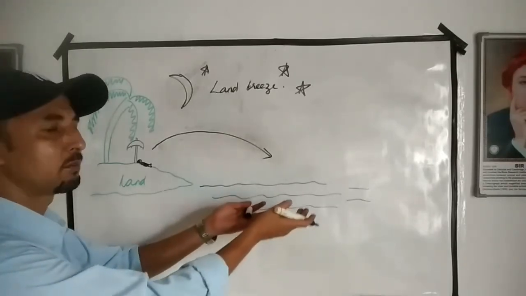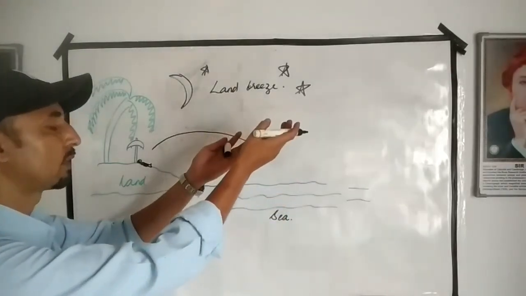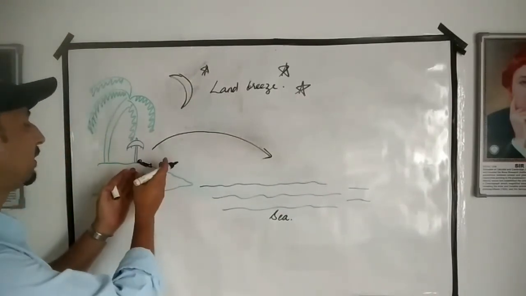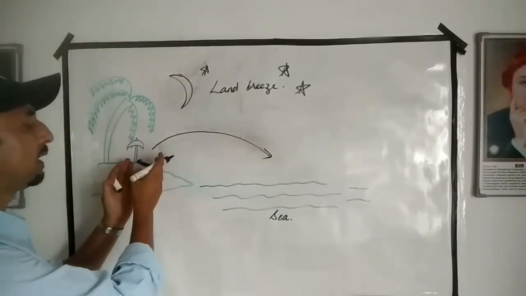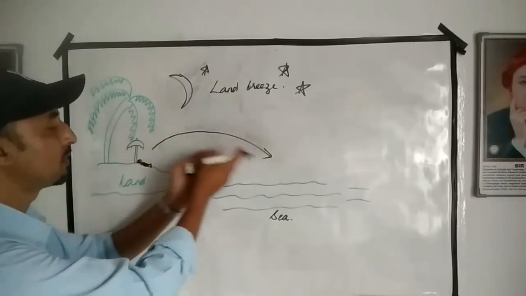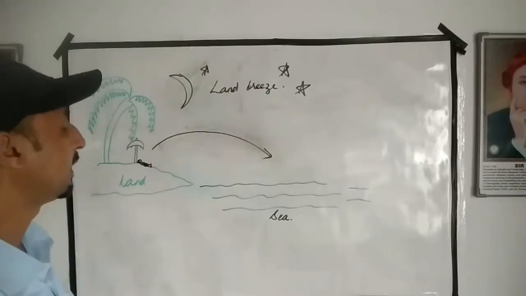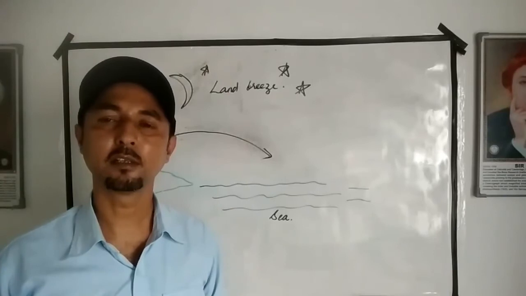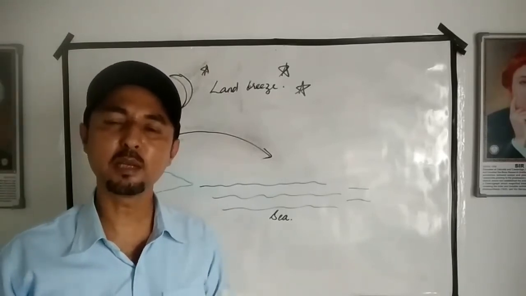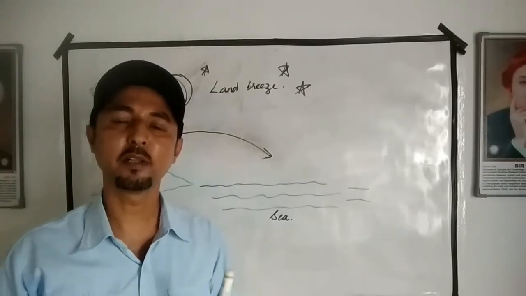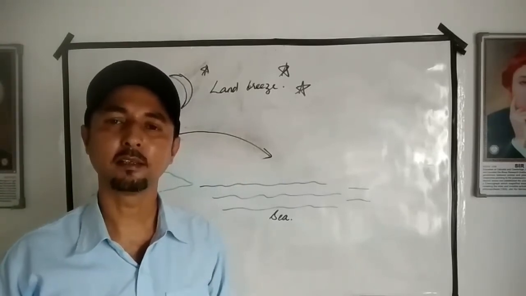Because the hot air from the sea rises up, a low pressure is created, and cool air from a region of high pressure from the land moves towards the sea, and hence this phenomena is known as land breeze. So land breeze and sea breeze occur due to the difference of pressure between the land and the sea.